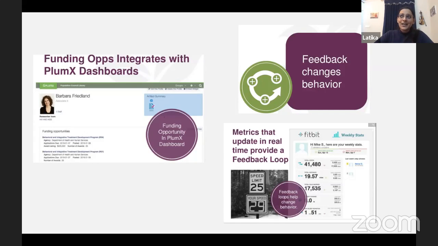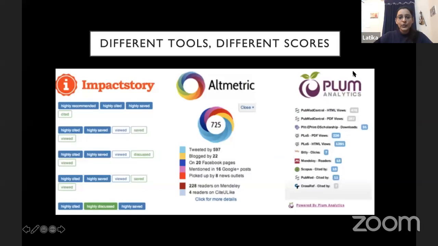Further, if you want funding, that can be a problem. We are in this era of precision medicine and this is like precision funding. So PlumX can integrate with your funding opportunity. It can show you prompts for what is the right funding opportunity for you. And it can also inform the funding agencies of your availability. Further, it also offers feedback from peers and also from funding agencies, which helps in growth. So feedback is always good for growth.